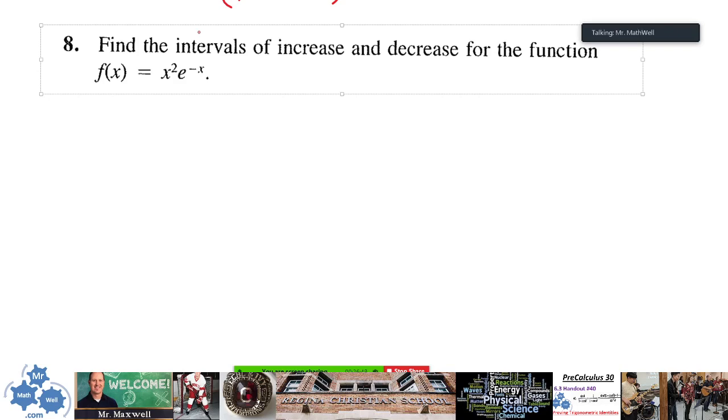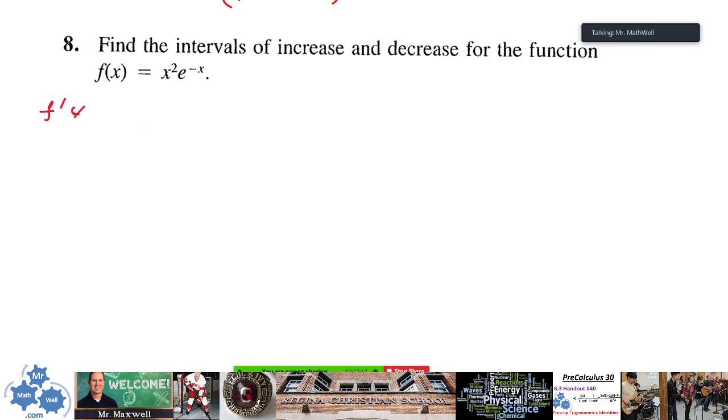Intervals of increase and decrease. Remember this from last chapter, from chapter 5 even. Take the derivative. No, you should remember this. Take the derivative. And then what? Set it to 0. Okay. Factor the derivative if you can. Do sign analysis. So where the derivative is positive, that means the function is increasing. Where the derivative is negative, the function is decreasing. So let's give it a go.